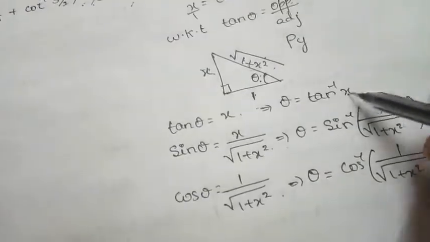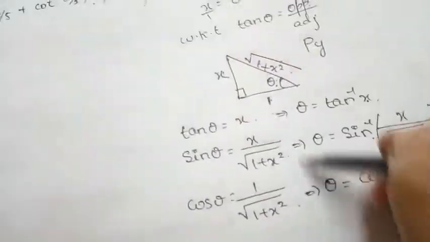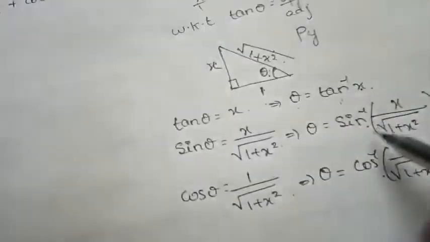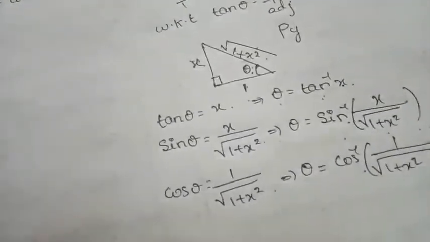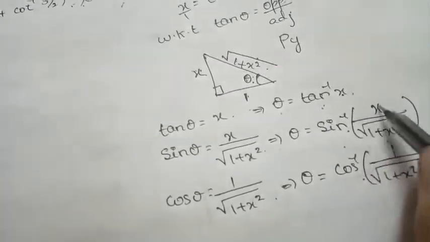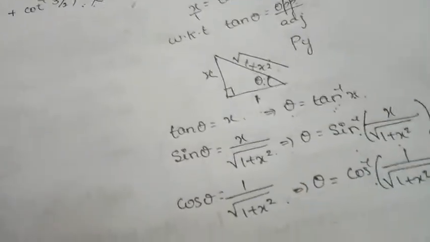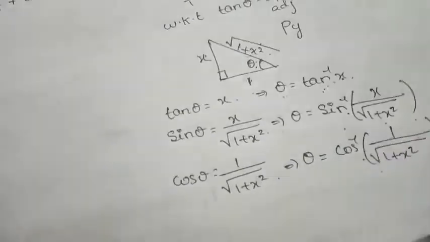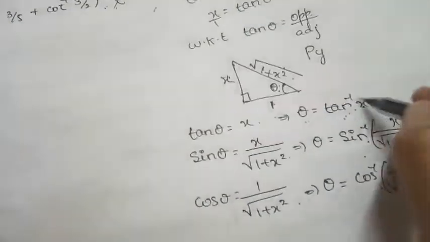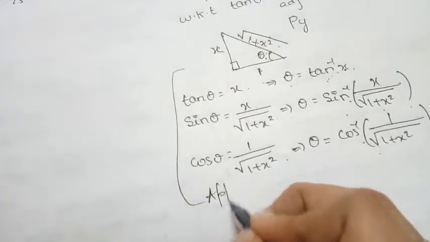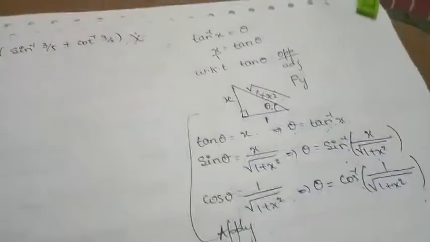So clearly all these three are equal to the same angle theta. So here theta, which is equal to tan inverse of x, can also be replaced by sin inverse of x divided by square root of 1 plus x square, or by cos inverse of 1 divided by square root of 1 plus x square. It can be replaced by any one of these functions. So this is how we are transferring one trigonometric function into another function. I have explained this generally, so let us see how we apply it in the question.